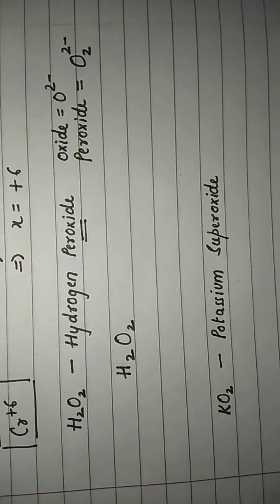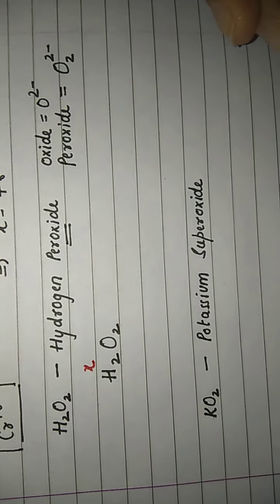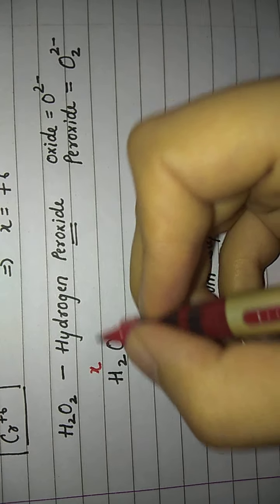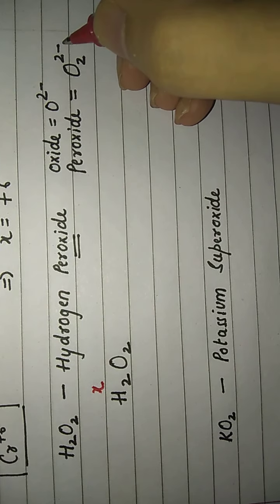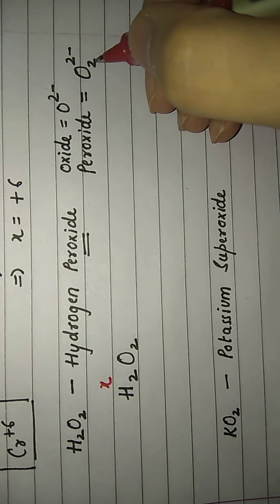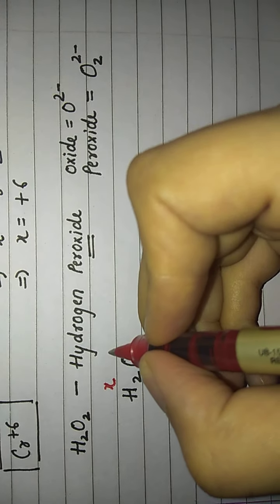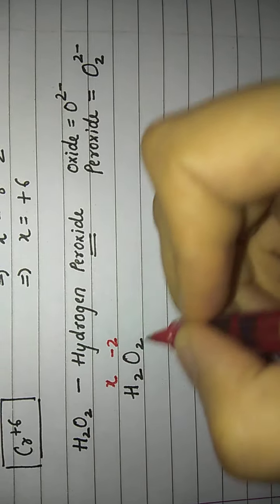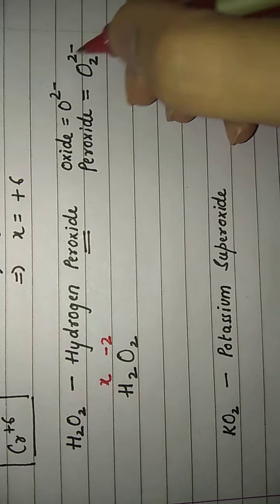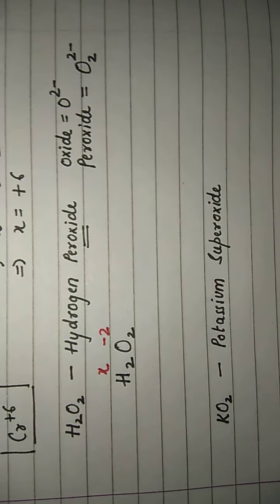So in this molecule, if I ask you to calculate the oxidation state of hydrogen, I let it be X. The oxidation state over this peroxide ion is -2. This is not the oxide ion, I am repeating. This is the peroxide ion. So the oxidation state present on this whole O2 is -2, not on one single oxygen atom like in oxide. It is present over this whole O2 unit. So what is my equation going to be?